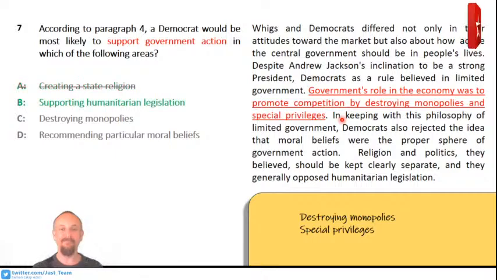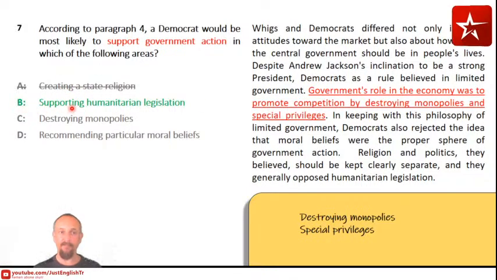And, well, yeah, we can eliminate this. There's no mention of religion in that sentence. Is religion mentioned anywhere else? Government action, religion and politics. Well, if we just look at the key word here, religion, they believe should be kept clearly separate. Creating separate religion and politics. If we use that as a key word and double check the information outside here, they should separate. They were opposed. They should be kept separate. So they wouldn't create a state religion.